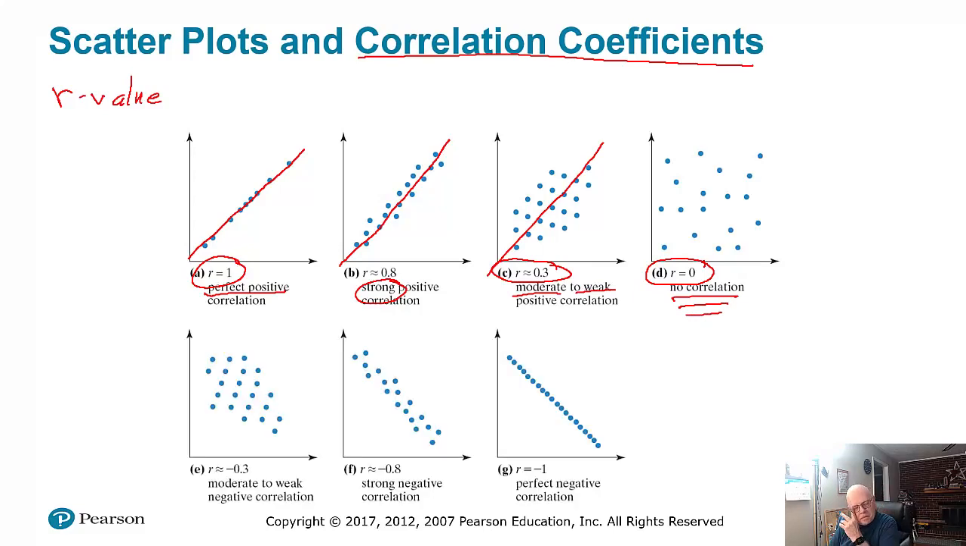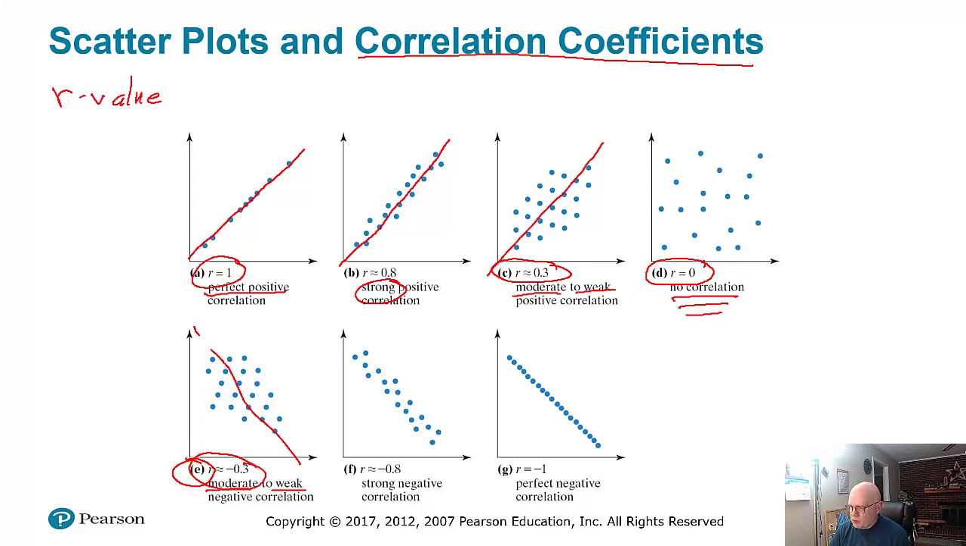Next, take a look at a negative correlation. If you look at this next one, picture E, the trend is downward, but the points are tending to be further away from the line. So if it's a negative, that means it's going downward, negative correlation, but it's only a 0.3 negative, then it's a moderate to weak negative correlation. Correlation is negative, but not very strong.